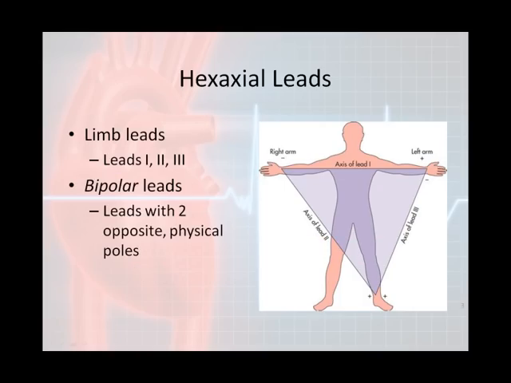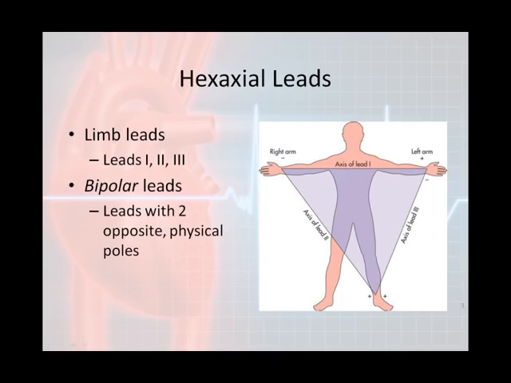First, I'd like to review the hexaxial leads. The first three leads we're going to review are lead 1, lead 2, and lead 3. These leads are considered bipolar because you have to place two physical poles or electrodes on the body, a positive electrode and a negative electrode.